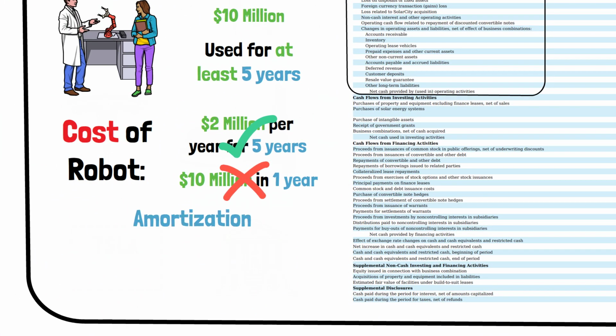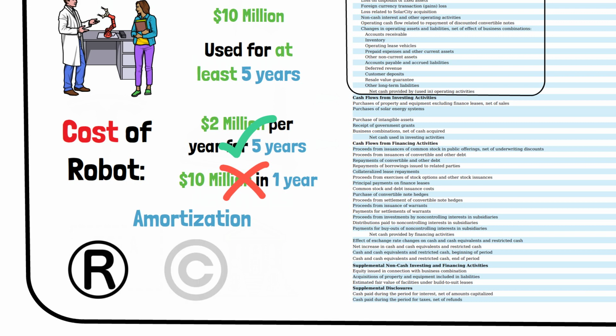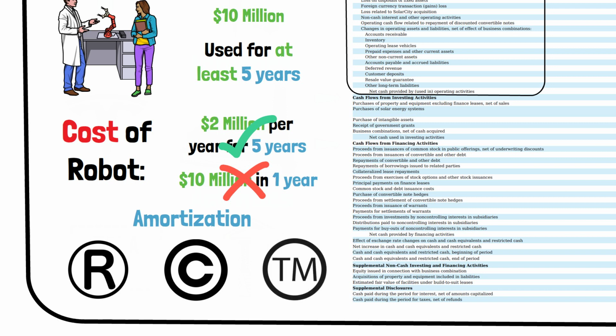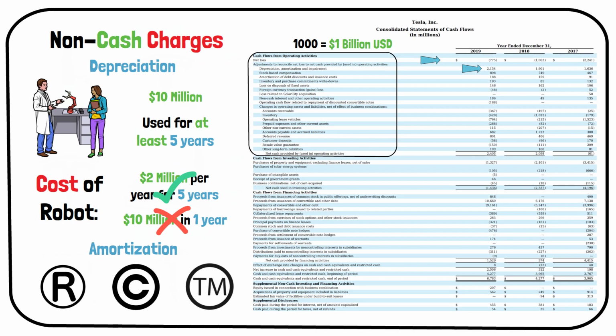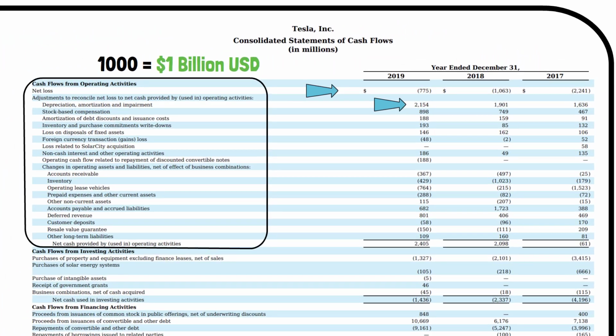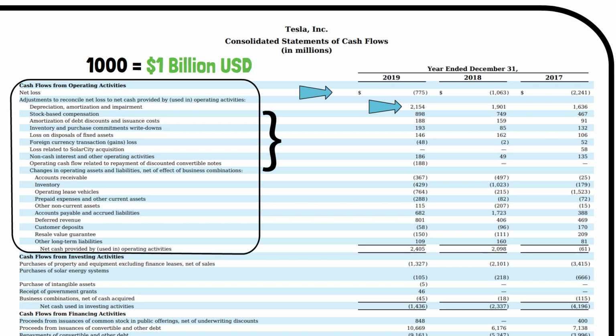Amortization is the same thing as depreciation, except it's with assets like patents or copyrights Tesla bought. These types of assets are known as intangible assets. So, depreciation is for tangible assets and amortization is for intangible assets. The next several line items are also considered non-cash charges. They are added to Tesla's net loss since Tesla didn't actually spend any cash that year on these items.